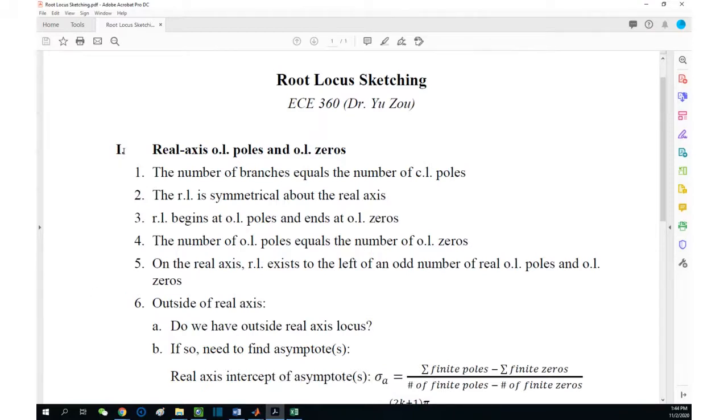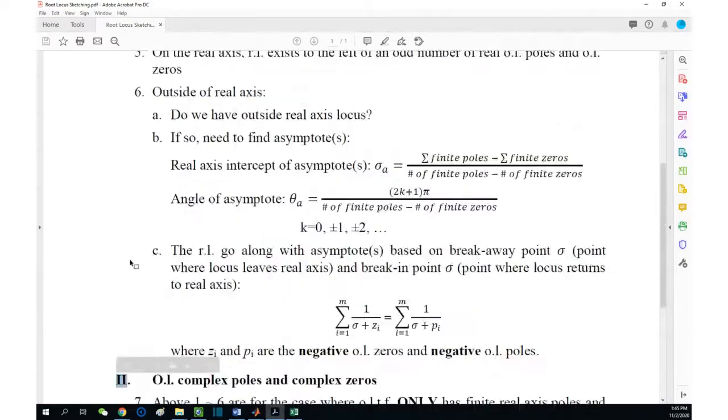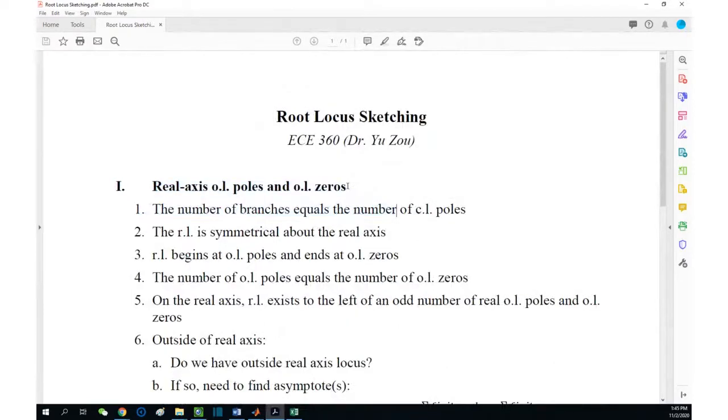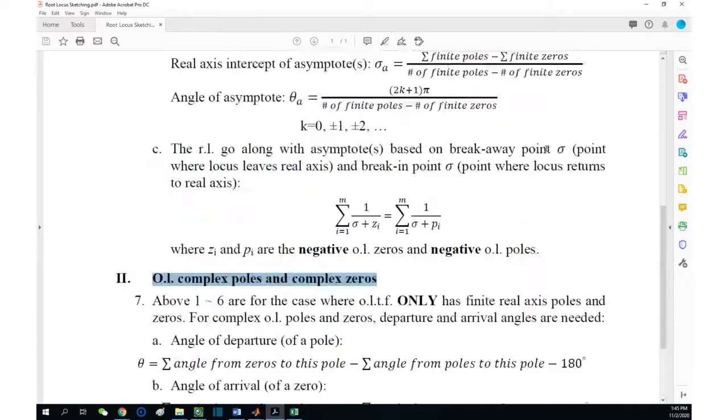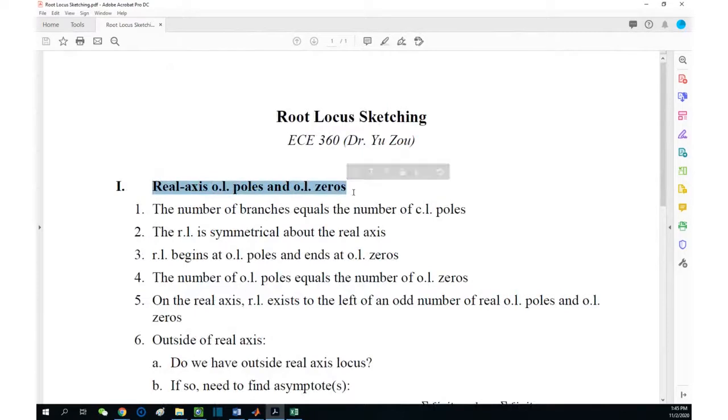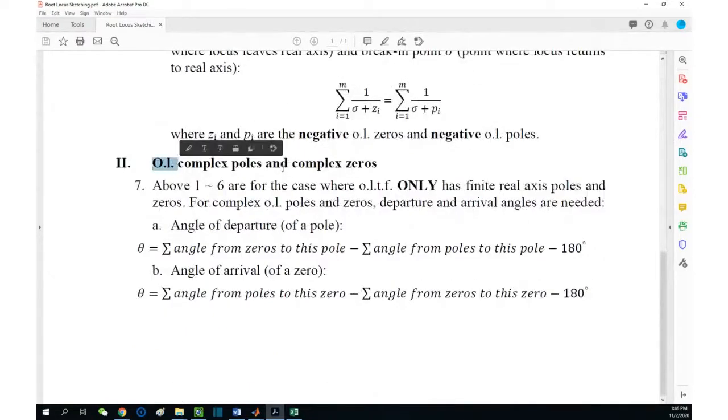The Roman numerals 1 and 2 here, you're seeing 2 sections. First section is how to plot the root locus on the real axis, or say how to deal with a transfer function including only real axis open loop poles and open loop zeros. Section 2 is dealing with the transfer function that has open loop complex poles and complex zeros. One thing you need to remember, we always use the open loop transfer function to plot the root locus.